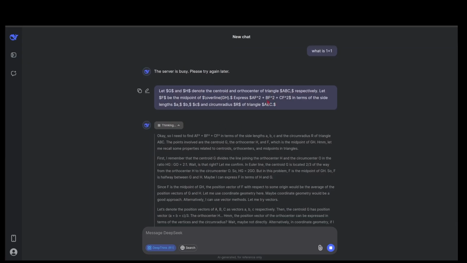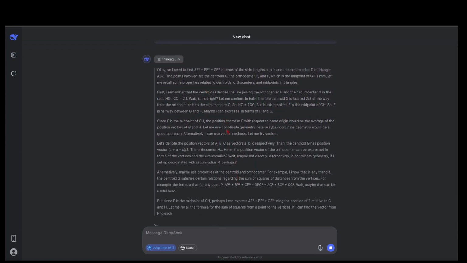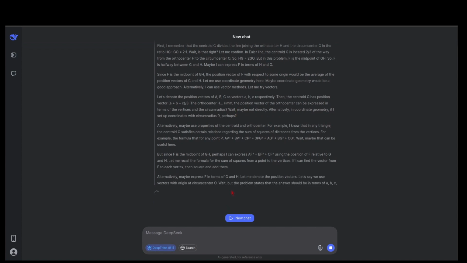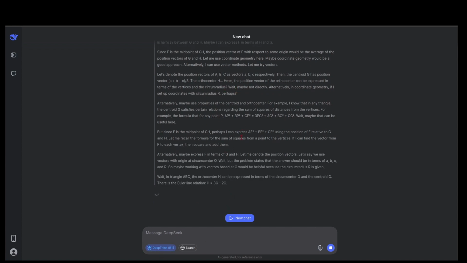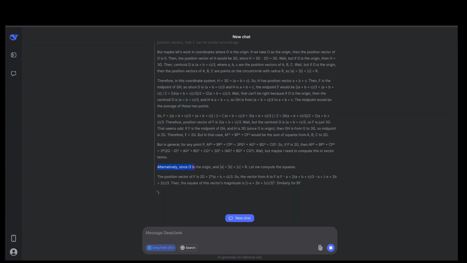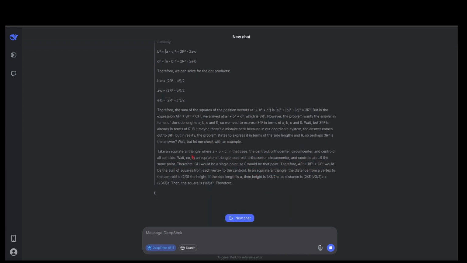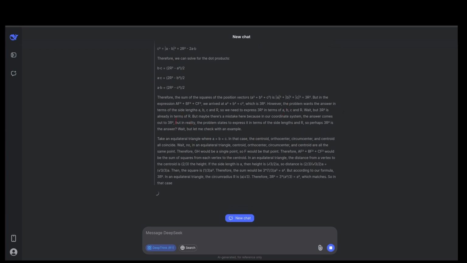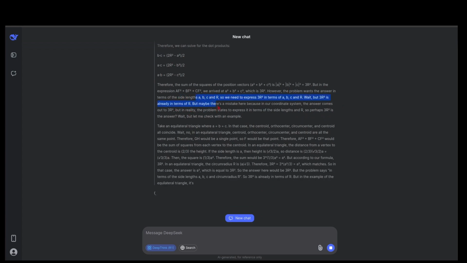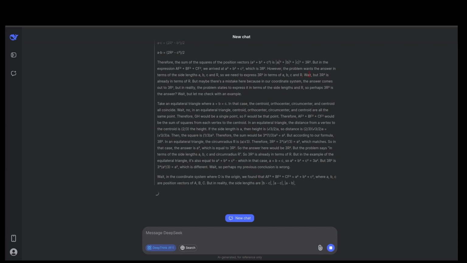So now I've given the actual math problem to solve, and let's see what it comes up with. It generally gives a lot of reasoning when we enable DeepSeek R1, which I've done. So we can expect a lot of text here, but definitely it keeps saying alternatively, since O is origin. So it once again got the answer right for this one. Basically, we can see that it says it's 3R squared, but it goes on saying that, however, the problem wants the answer in terms of the side lengths A, B, C, and R. So we need to express 3R squared in terms of A, B, C, and it keeps going on and on. It need not, because the answer is 3R squared.